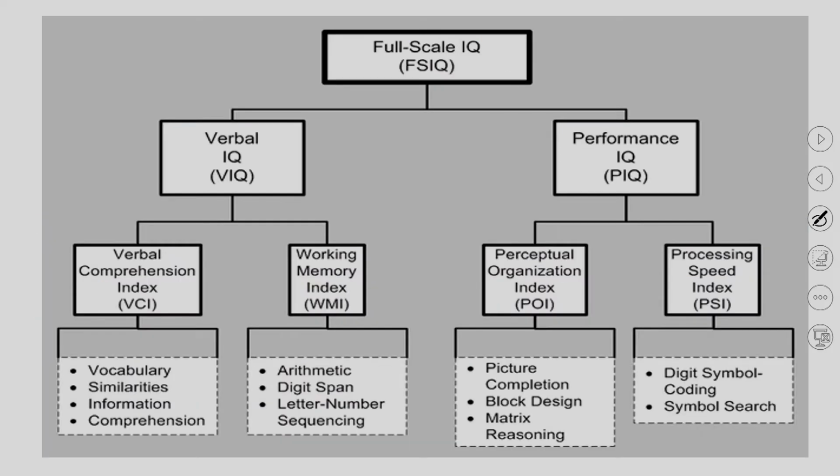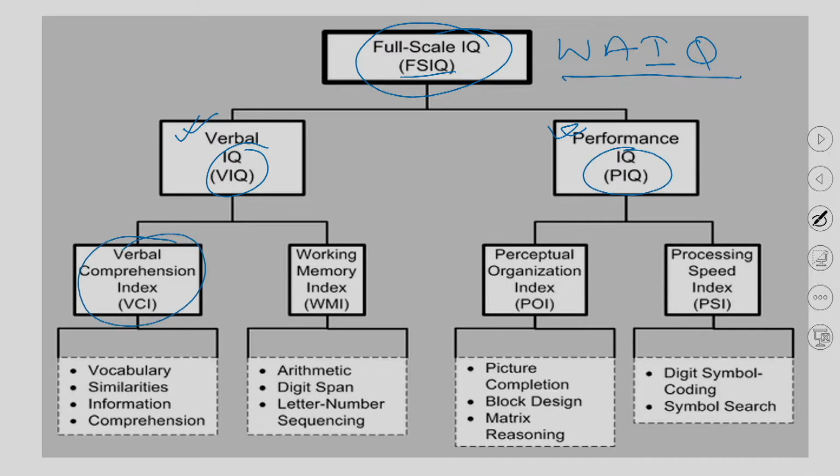Wechsler later defined the Wechsler Adult Intelligence Scale, and this is what the test looks like. The full scale intelligence quotient has two parts, a verbal part and a performance part: the verbal IQ and the performance IQ. The verbal IQ has the verbal comprehension index and the working memory index, two things, language and memory. Within the verbal comprehension index, you have the vocabulary test and similarities, where two items are given and you have to find out how similar they are.